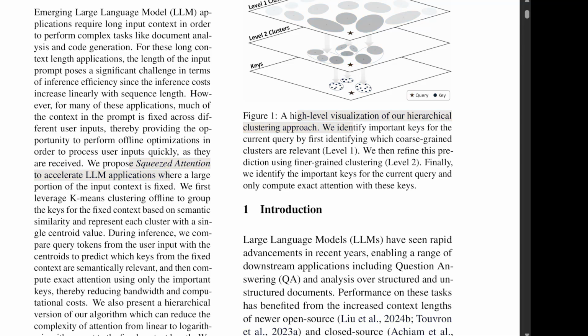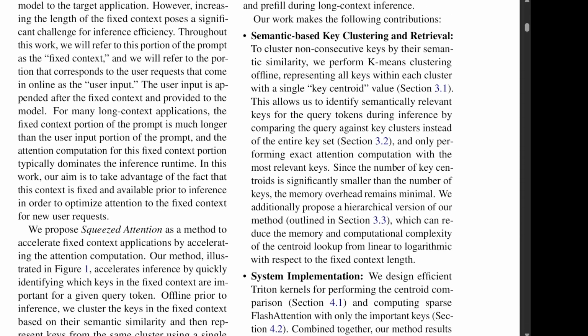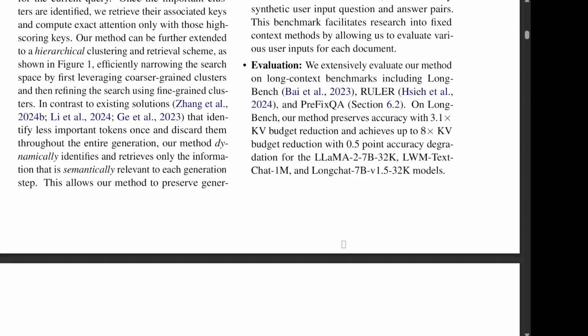Exactly. In this phase, they take the keys from the fixed context and group them using k-means clustering based on that semantic similarity we just talked about. Each group then gets represented by a single key centroid. Think of it as a summary vector for that cluster's meaning. A representative for each group of ideas. Got it. What's step 2?